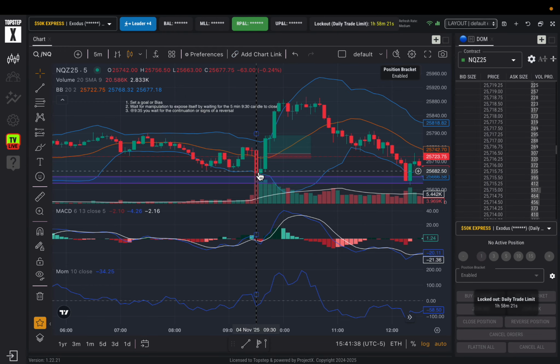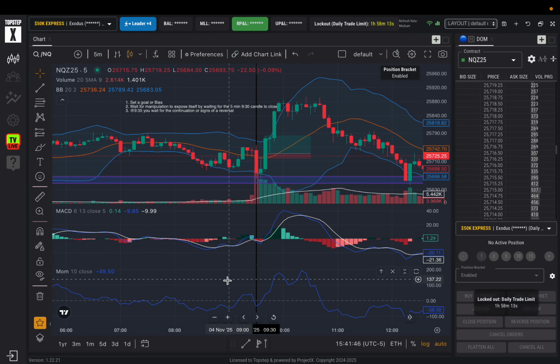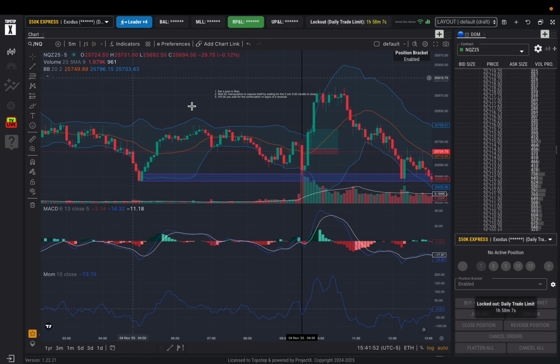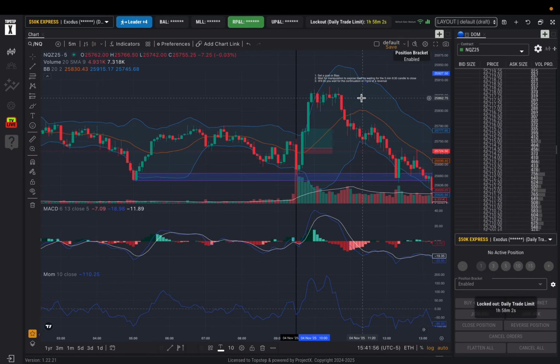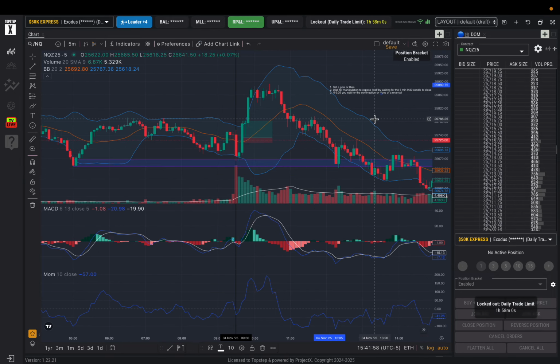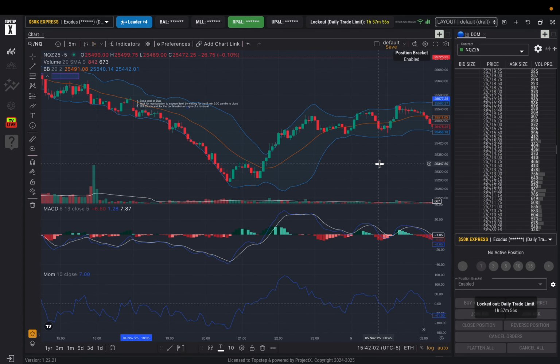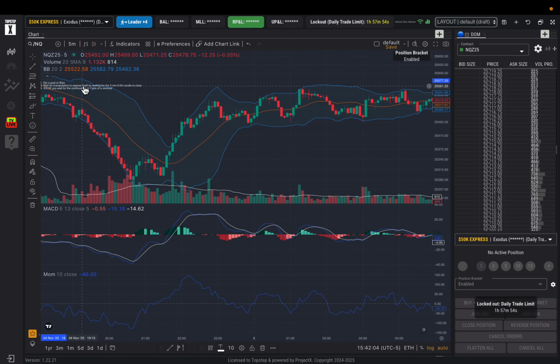It also went right here. The MACD lines did cross each other to the upside, so that is your indication that it is going up. That was that day. What else? We're going to go to the next day.